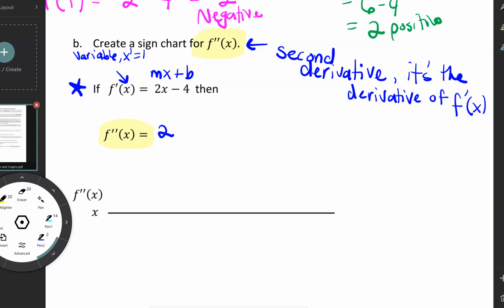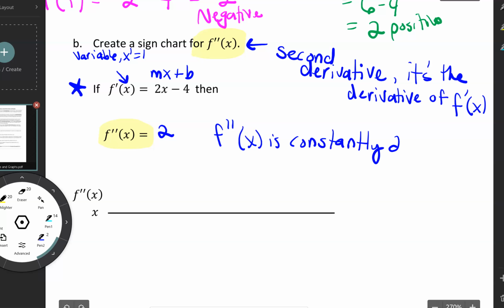What in the world is that telling us? Well, you might be asked on my math lab to create a sign chart for this. We're starting with a really basic problem. So the sign chart for this is almost kind of weird or silly. But if f double prime is constantly 2, then it's never going to be 0. So we don't have any partition numbers on here.